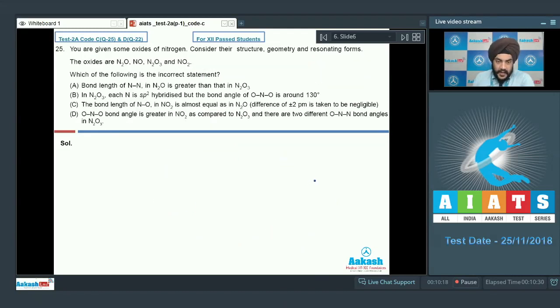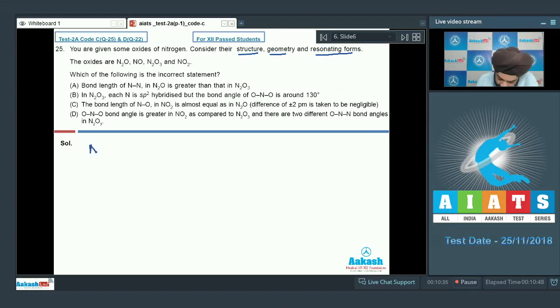Question number 25. You have been given some oxides of nitrogen. Consider their structure, geometry and the resonating forms. These oxides are N2O, NO, N2O3 and NO2. Which of the following is the incorrect statement? So students, let us first try and draw the oxides.